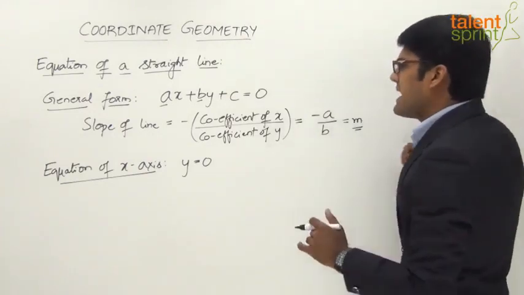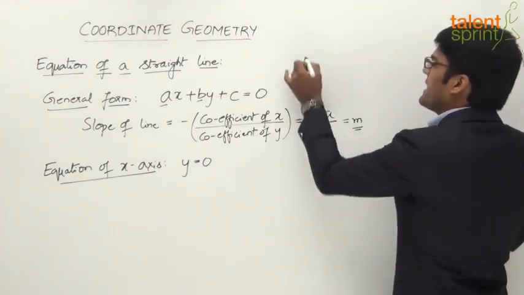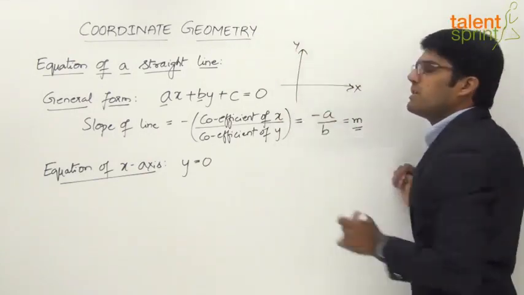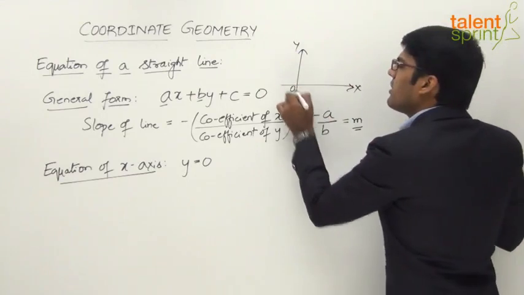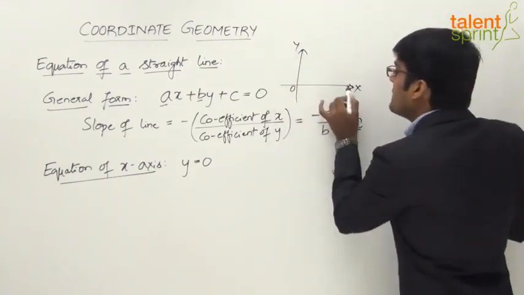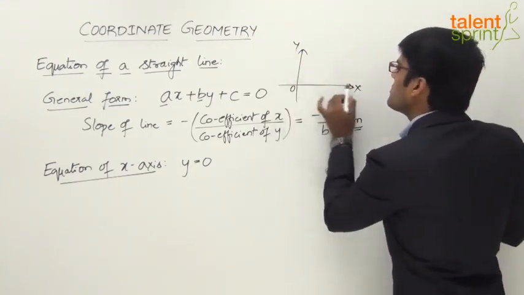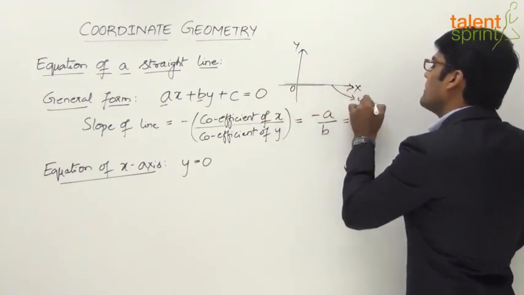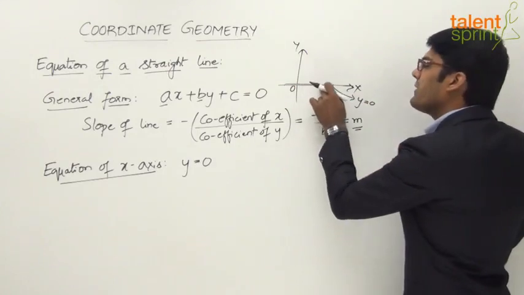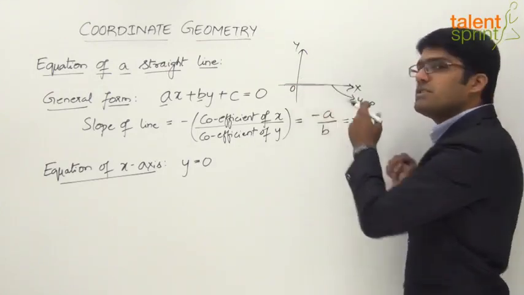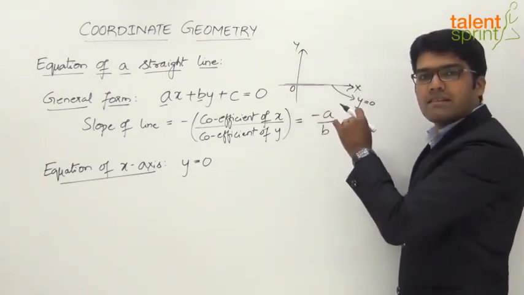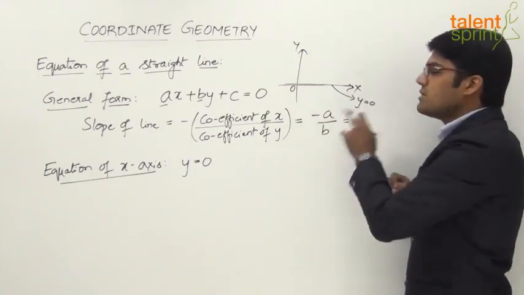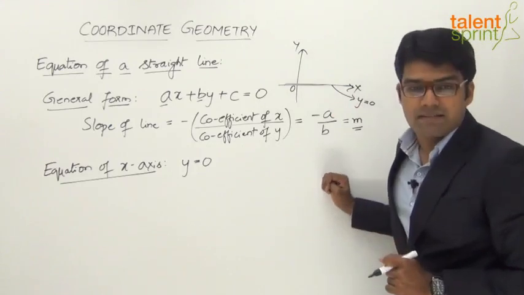Let us understand this with the help of the coordinate axis. Right? Let's say these are the x and y axis respectively. Mutually perpendicular axis meeting at the origin O. Now, we are looking at the equation of x-axis. The equation of x-axis will be simply y equal to 0, because the y coordinate of any point on the x-axis will be 0. The vertical distance, which is y coordinate, is 0. So y equal to 0 gives us the equation of x-axis.